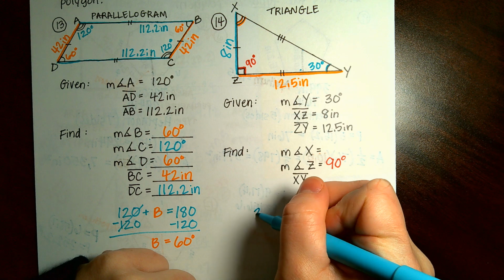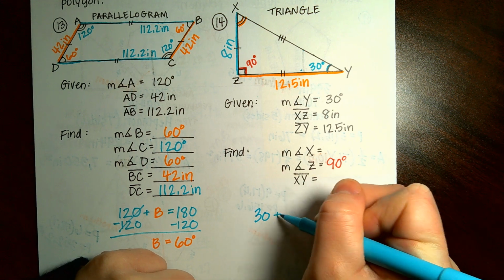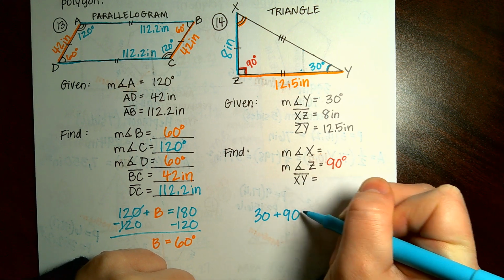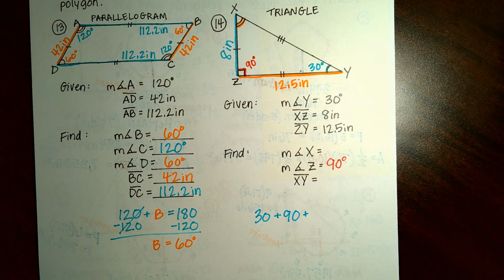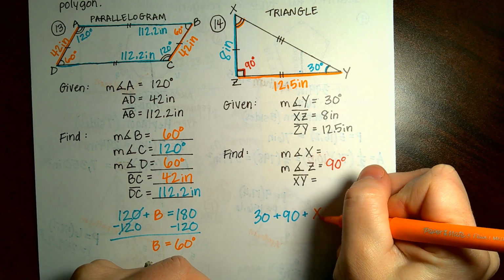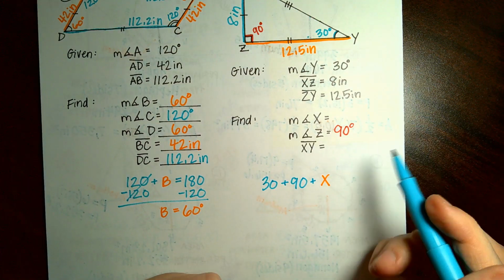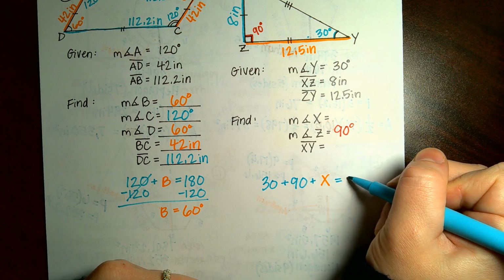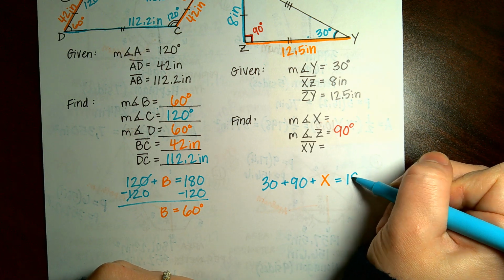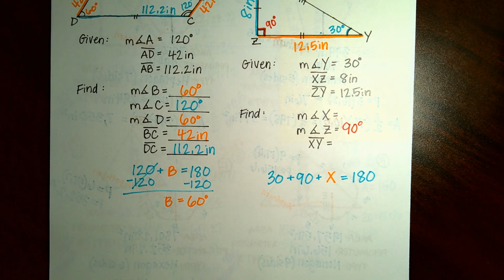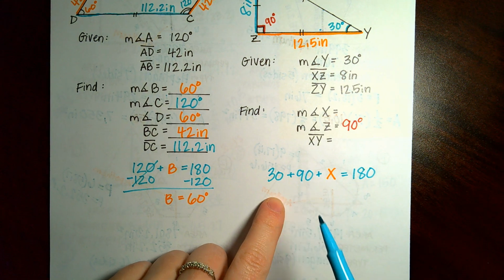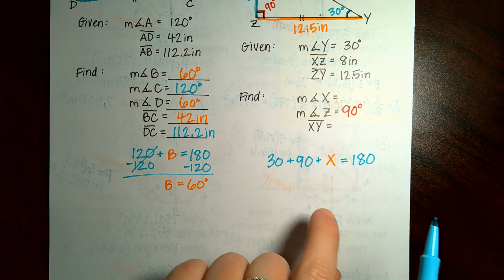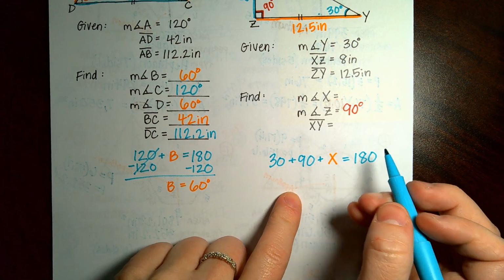I know 30 plus 90 plus x. Oh, you put yours in a different order than I did. I did 90, 30, X. Oh, that works too. Because for some reason I have to have it in either biggest, smallest, or smallest, biggest. Right, I know what you mean. I have to have it in a type of order.